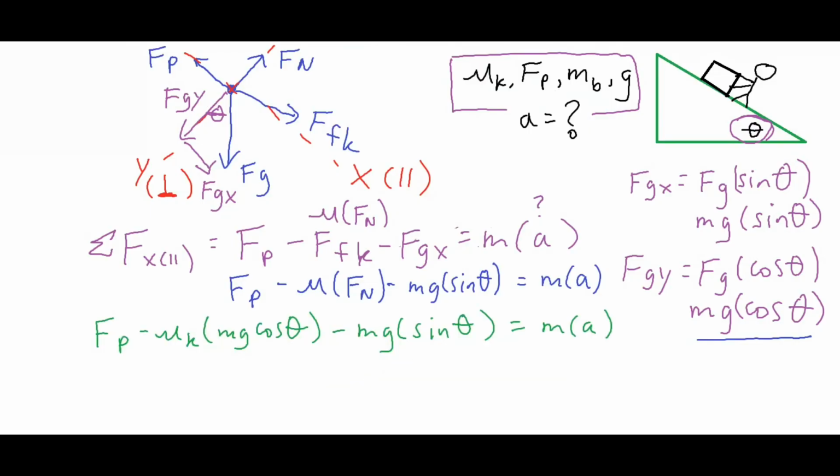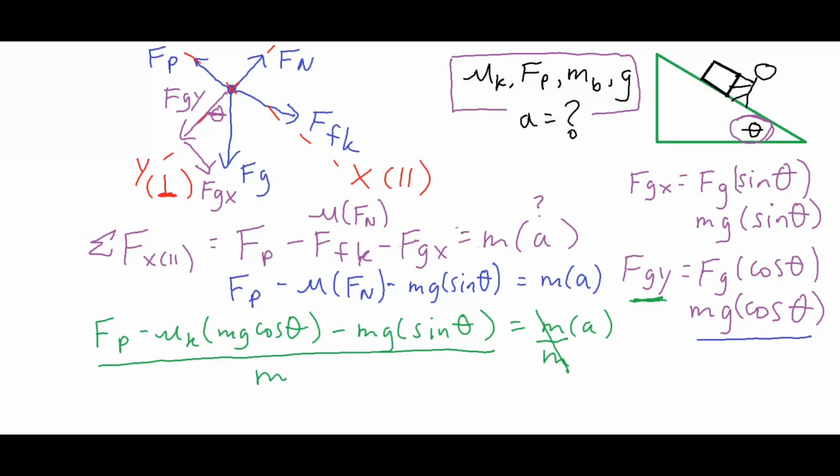All right, now in green, I made all my substitutions. I got the Fp here, the mu sub k with my mg cosine theta that we just talked about, which is my Fn that was equivalent to my Fgy. And then I have my Fgx as mg sine theta. So to solve for A, all I have to do is divide both sides by m. So take this entire thing and then put it over m.